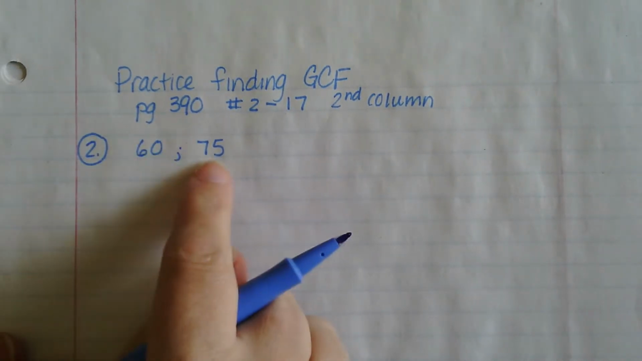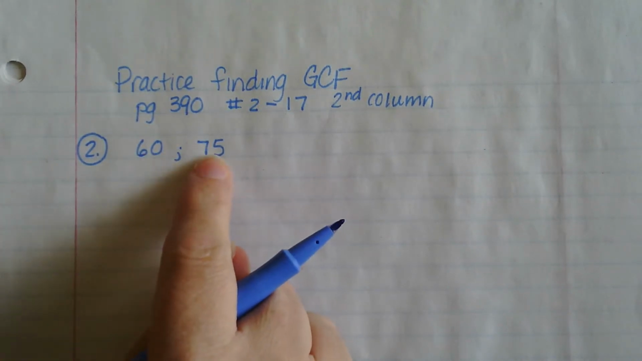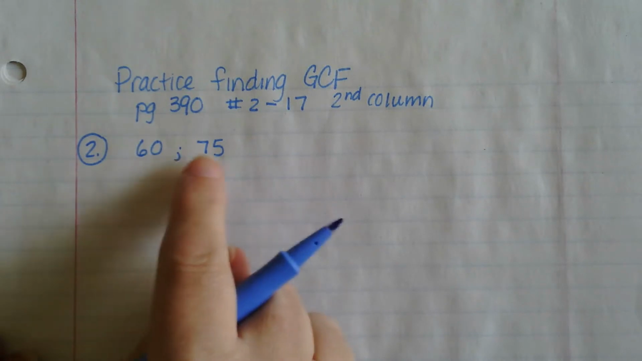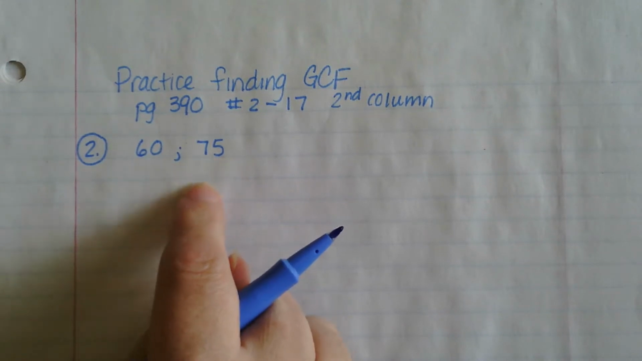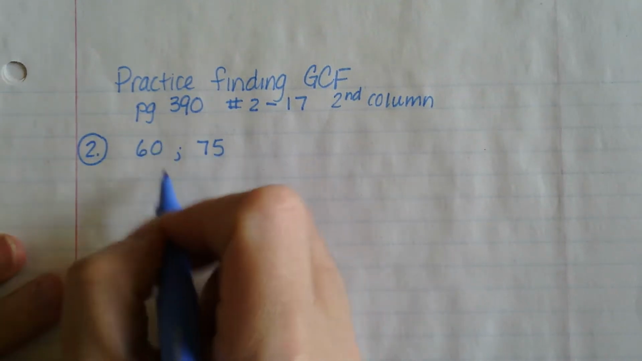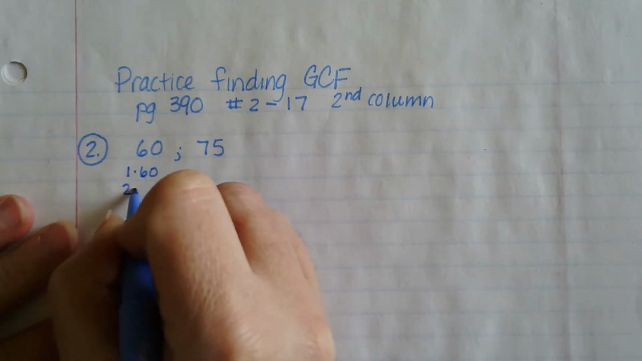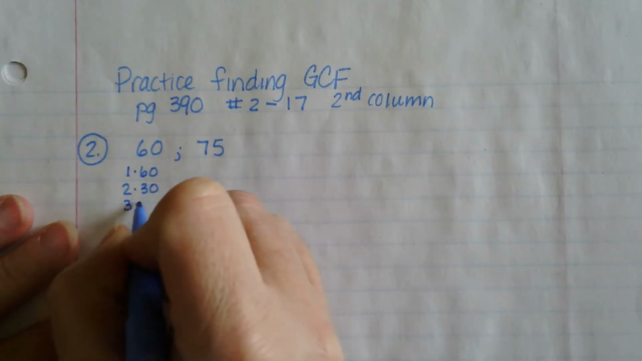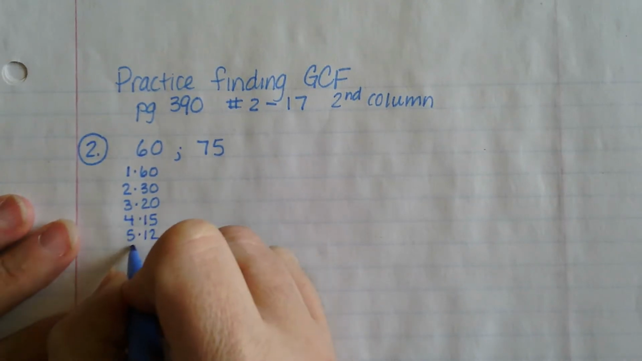Sometimes we know our times tables really well and we can pick our GCF out right away. But again, we're looking for the biggest number that divides into both terms. If you don't know your GCF right off the bat, and you don't want to guess, because that takes longer to actually do, you take the smaller number and you write the factors out. So my smaller number is 60. I know that my factors are 1 times 60, 2 times 30, 3 times 20, 4 times 15, 5 times 12, and 6 times 10.